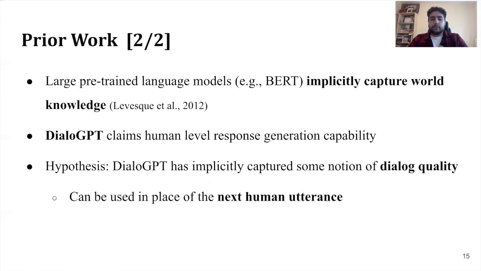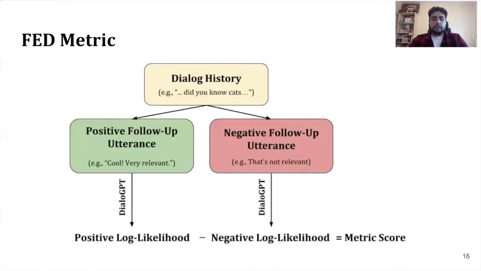Now, linking together the first piece of prior work in Eskenazi et al. with this idea of DialoGPT capturing some notion of dialogue quality, we think that we might be able to use DialoGPT in place of the next human utterance. And this is the FED metric. Given the dialogue history, which includes the response that we want to evaluate, we compute the likelihood using DialoGPT of generating a positive follow-up utterance versus a negative follow-up utterance. For example, if the system said, "Did you know cats sleep for 18 hours a day?" we compute the likelihood of DialoGPT, in the place of the user, generating "cool, very relevant" versus "that's not relevant."